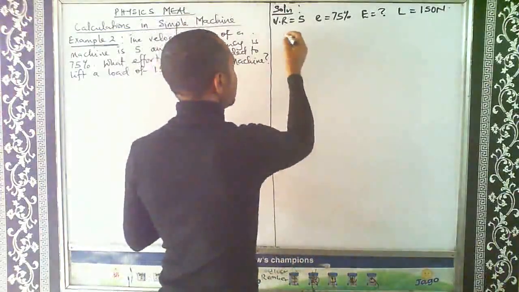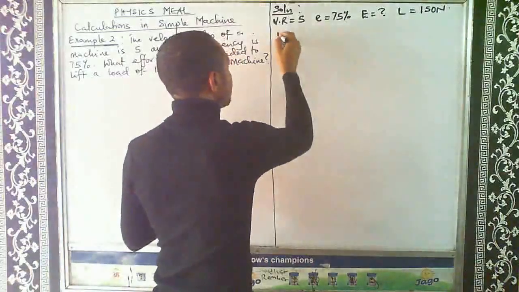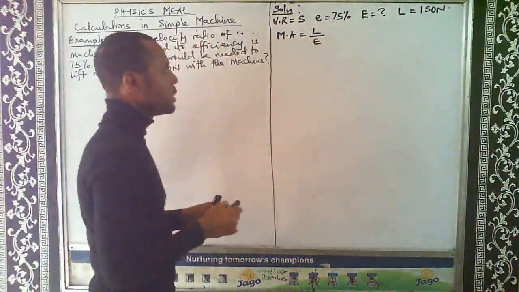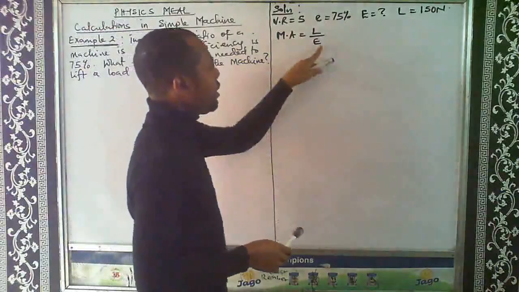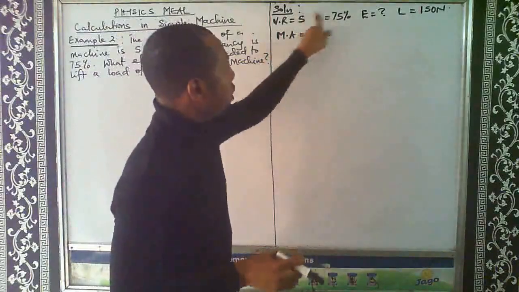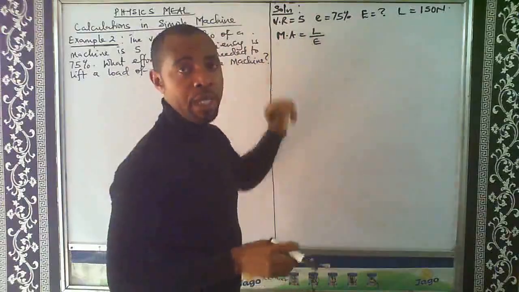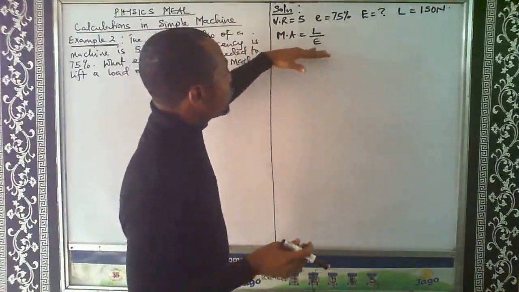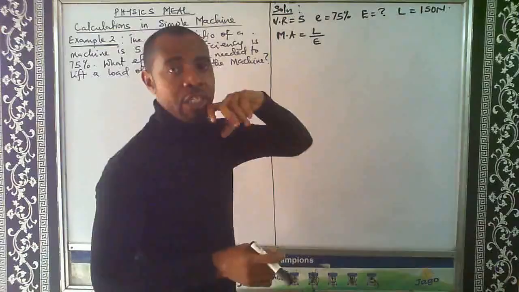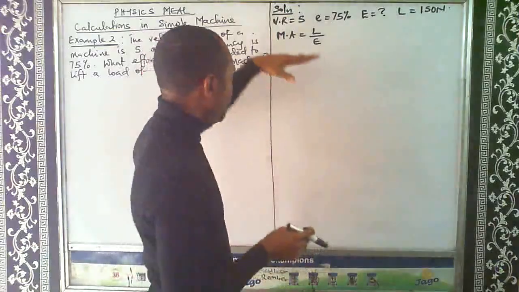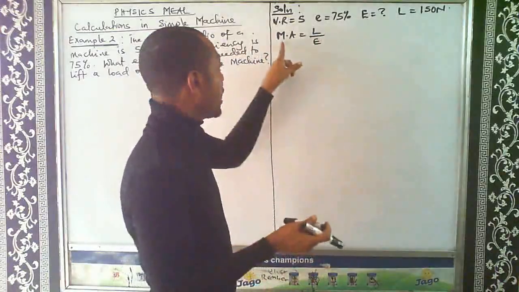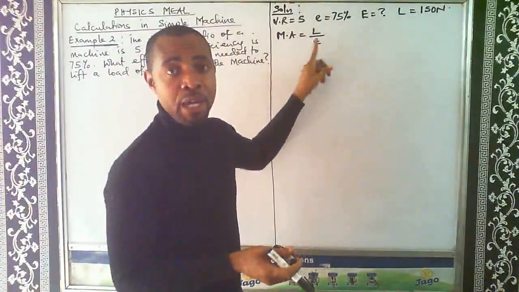So I know that I'm looking for effort. I know that mechanical advantage is load over effort. That means if I'm going to find effort from here, I must know load and mechanical advantage. Do you see that? But here, in the equation, I don't know the mechanical advantage. So the only thing that is stopping me from finding effort using this expression is the mechanical advantage. So if I can find mechanical advantage, I can find my effort because I know the load. So is there a way of finding my mechanical advantage so that I will use it to find my effort?